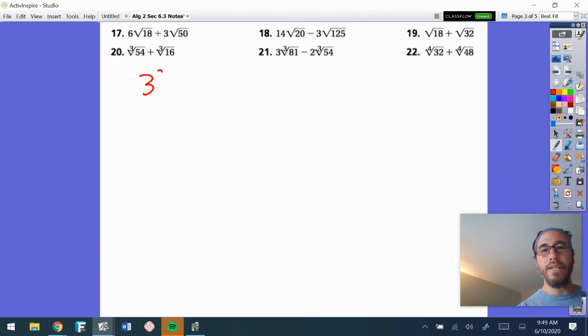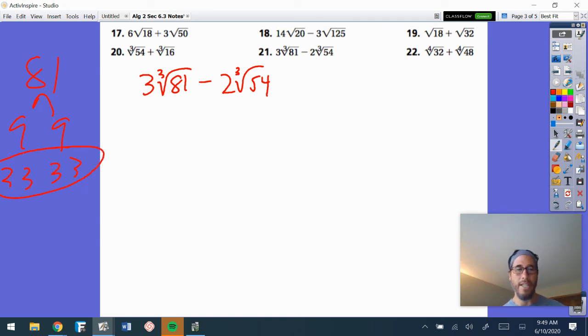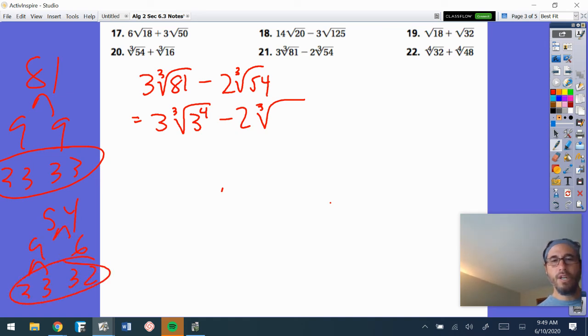So here we go. We got 3 cube root of 81 minus 2 cube root of 54. Okay. 81. What's 81? That's a 9 and a 9. Tree. Oh my God, there's 4 3s. Okay, so maybe I need to go old school so I don't lose anybody here. So that would be 3 to the 4th. Okay. Minus 2 cube root of, how do I get 54? Well, that's 9 times 6. That's 3, 3, and 2. So there's 3 to the 3rd and a 2.